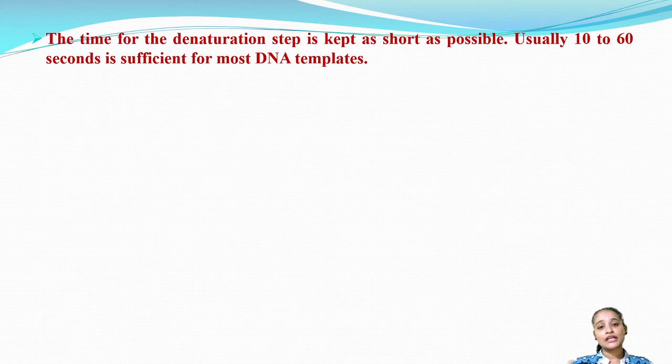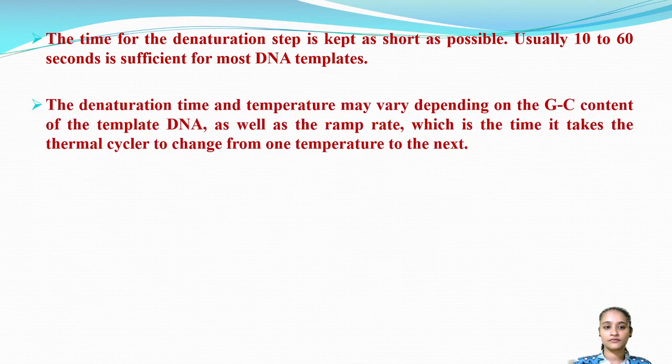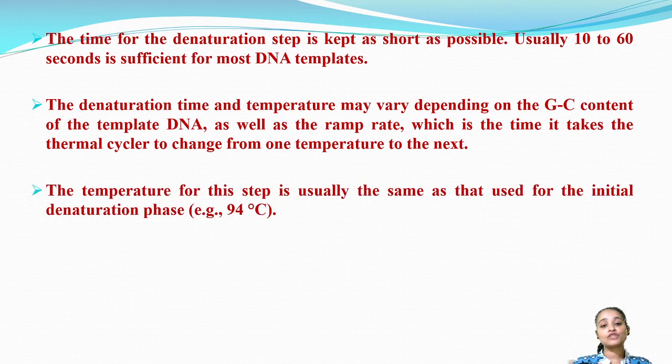The time for the denaturation step is kept as short as possible, usually 10 to 60 seconds, which is sufficient for most DNA templates. The denaturation time and temperature may vary depending on the GC content of the template DNA, as well as the ramp rate, which is the time it takes the thermal cycler to change from one temperature to the next. The temperature for this step is usually the same as that used for the initial denaturation phase, that is, 94 degrees centigrade.